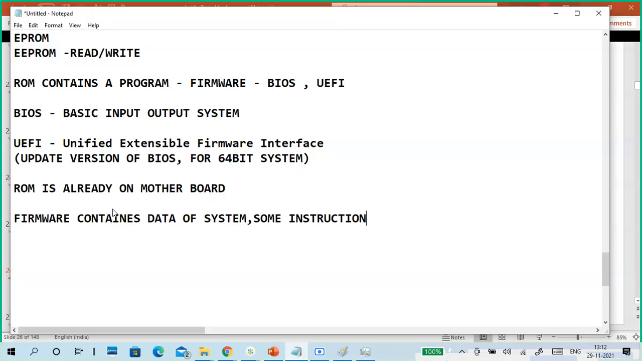When you power on a computer, it doesn't know how to load the operating system directly. I'm telling you. What LEDs should blink, what components are working, what components are not working, the computer doesn't know. So this firmware is useful to verify everything. Data means system info, and some instruction information.